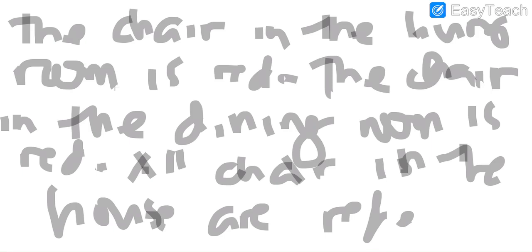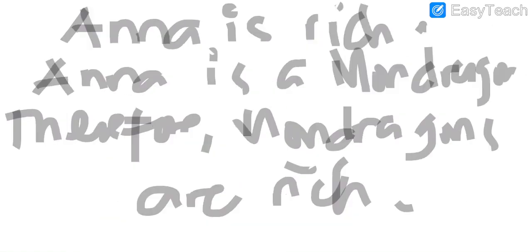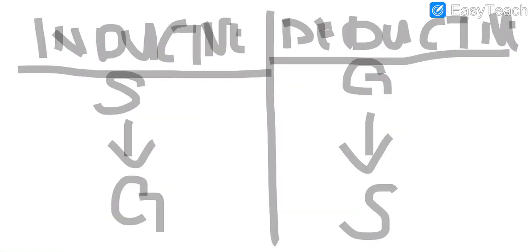So look at this. We have our conclusion, that is, all chairs in the house are red. Our hypothesis: the chair in the living room is red and the chair in the dining room is red. So these hypotheses are specific, and we have our conclusion, it's general, because we have an indicator here, it uses all. So when it's from specific to general, that means it uses inductive reasoning. Okay, so let's go back here. Inductive, specific to general, and deductive, general to specific.